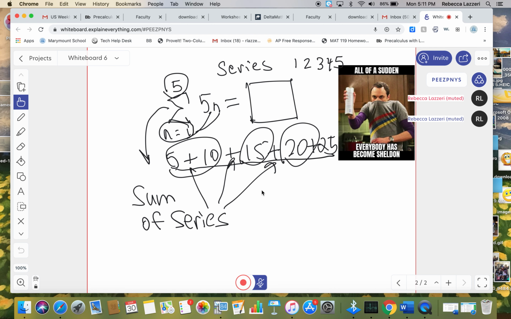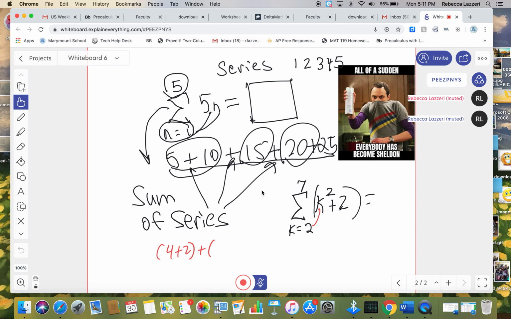Okay, so let's say I have sigma, and you could use any letter. Let's say I have k goes from 2 to 7 of k squared plus 2. All right, so you just follow what it says. So I'm going to fill in 2 first. So I get 2 squared is 4 plus 2.